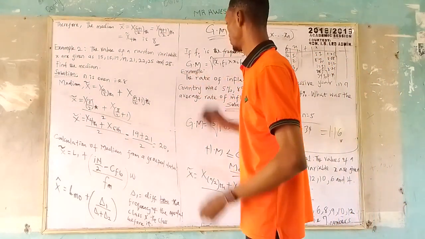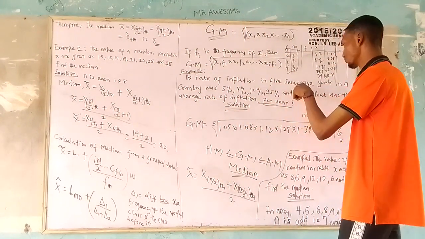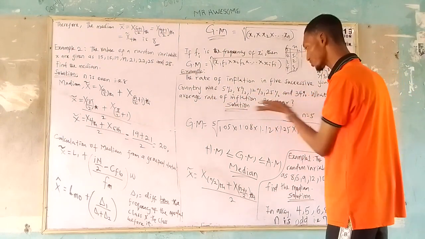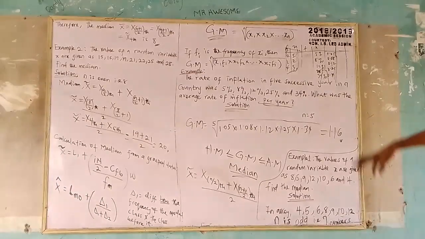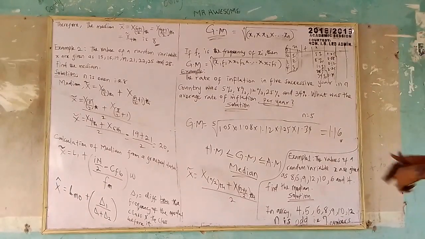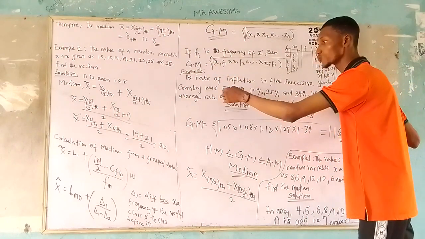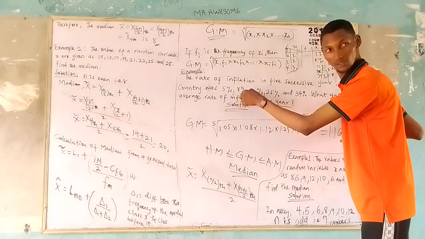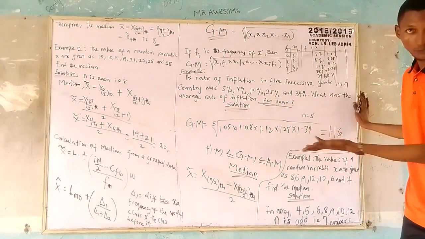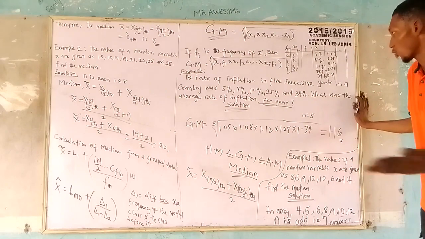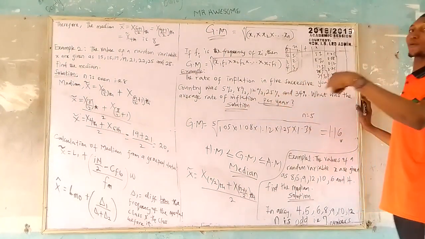Let's say an example. The rate of inflation in 5 successive years in the country was this and this. What was the average rate of inflation per year? Now, this question talks about inflation, so we should use the normal formula, which is x1, x2, x3, x4, and we don't have frequency. The question is what was the average rate of inflation per year?